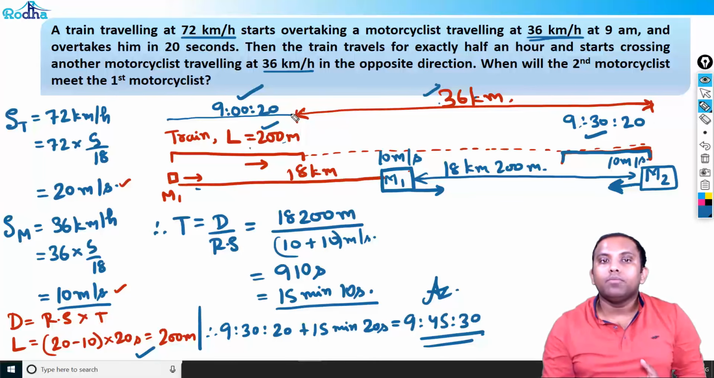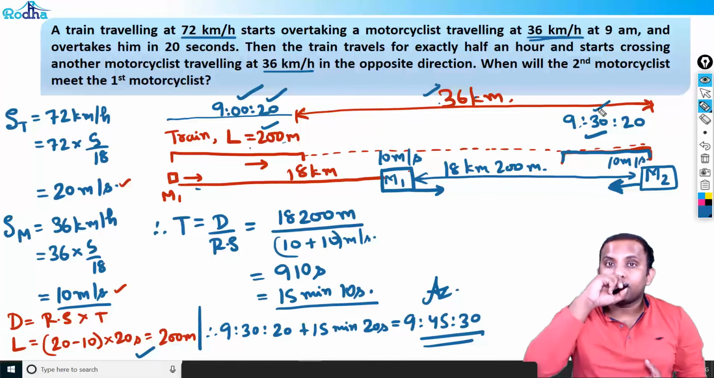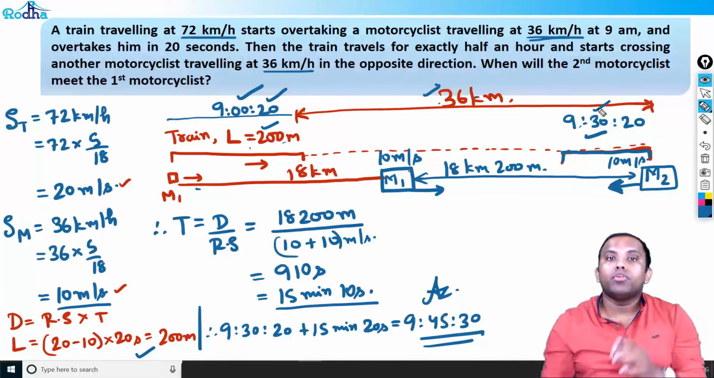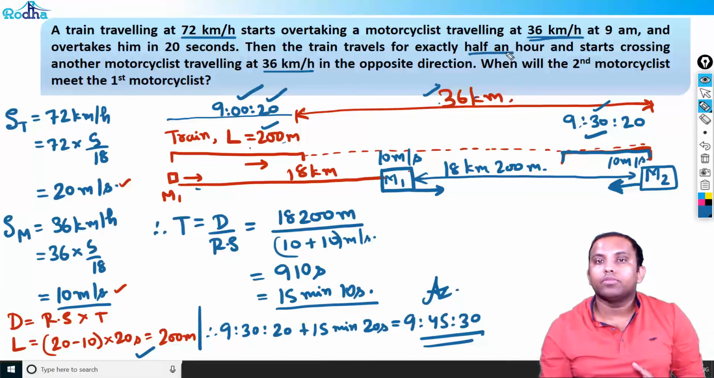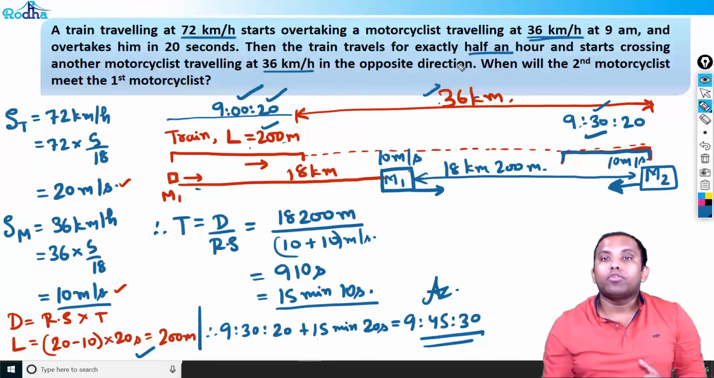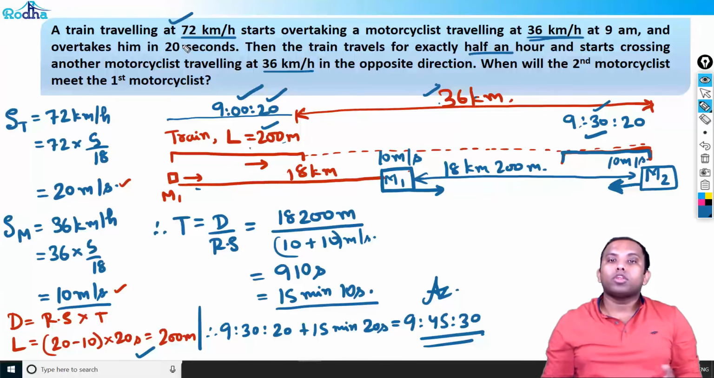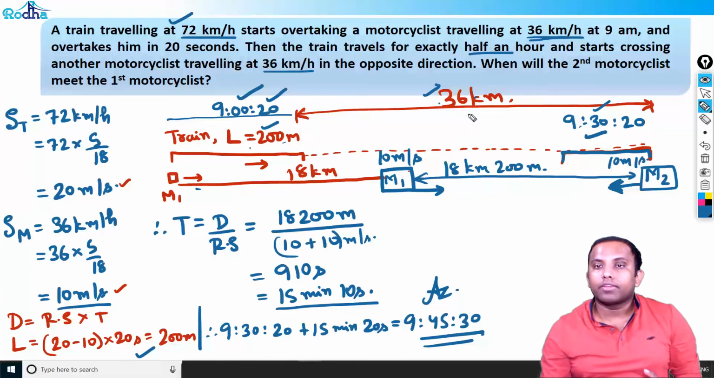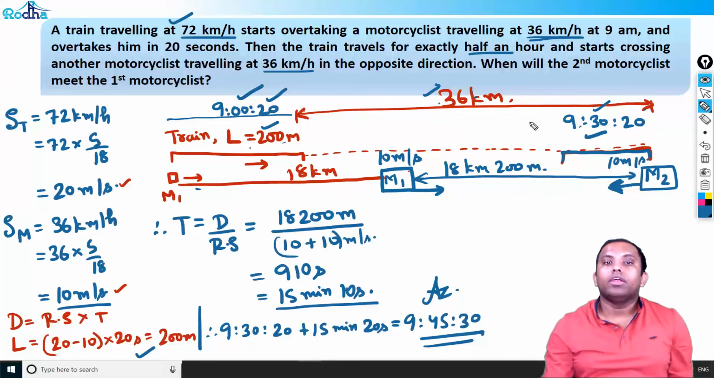Now the train moved for half an hour. That means the time in this situation is how much? 9:30:20, that is 9 hours 30 minutes 20 seconds, because the train moved for half an hour. In half an hour the train will travel how much? The speed of the train is 72 kilometers per hour. So in half an hour the train travels 36 kilometers, right?